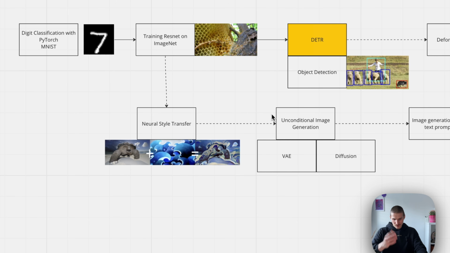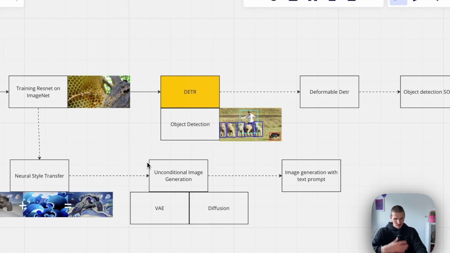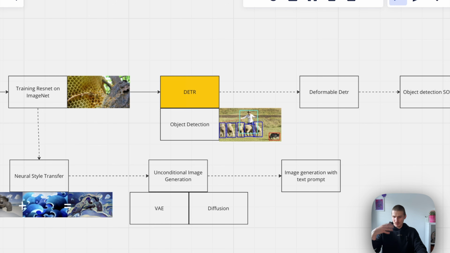And then we'll move on to more interesting stuff like unconditional image generation, where you just generate an image similar to what you've seen before in the dataset, and that can be done using variational autoencoders, diffusion, GANs. And then there's a long road towards image generation with text prompt, for example, and stuff like that.